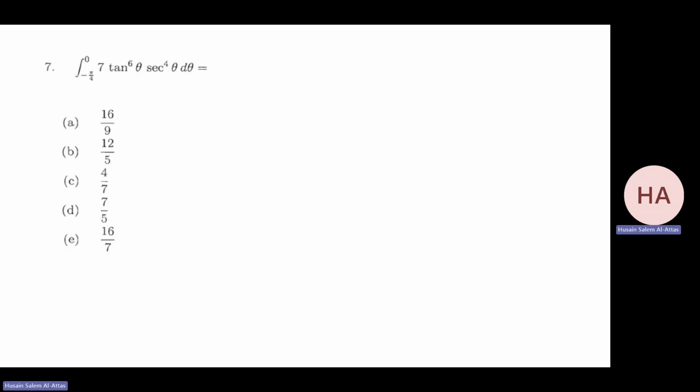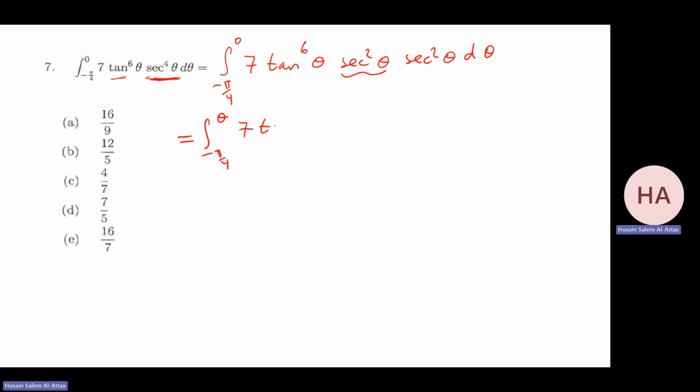Tan to the power 6, secant to the power 4. I know if secant is even, I can deal with this. This will be complicated, so I will deal with this one. I take only secant square out. That will be integral from minus pi over 4 to 0 of 7 tan to the power 6, I make secant square d theta. I change this into tan. That will be 7 tan to the power 6 times 1 plus tan square, secant square theta d theta.